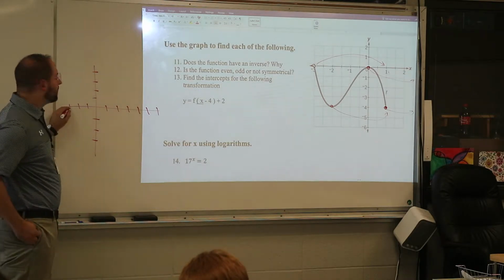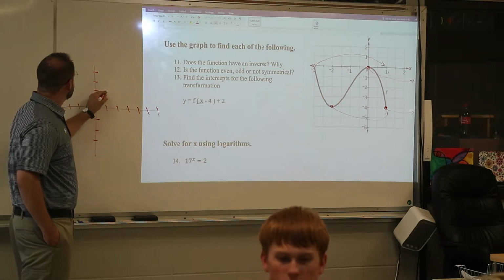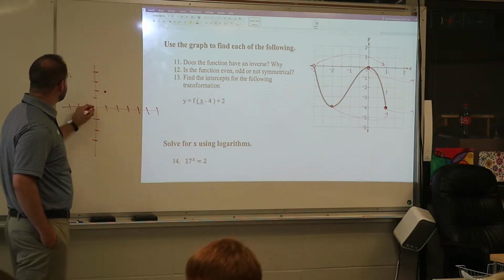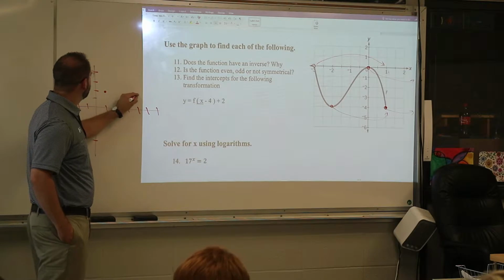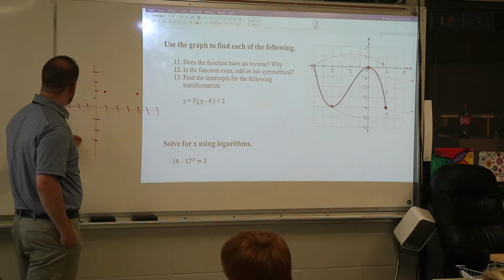This dot that was here is going over 4. 1, 2, 3, 4, and it's going up 2. So here's the first dot. Second dot was at 0, 0, it's going over 4, up 2. This dot was at -2, -4.